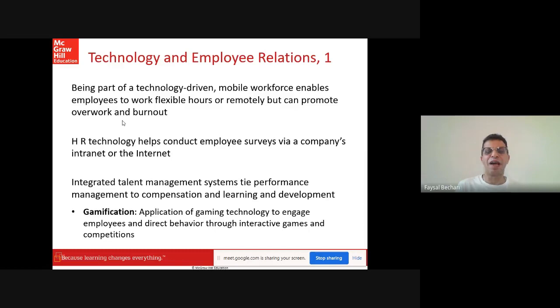HR technology usually helps to conduct employee surveys via the company intranet or internet. So you can send a survey to employees to find out how they feel or about any other information. And there is an integrated talent management system tied with performance management to compensation and learning and development.